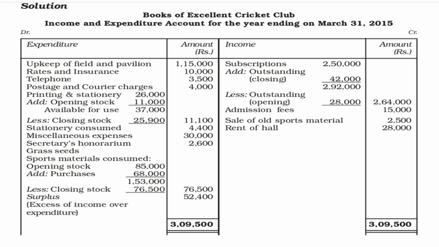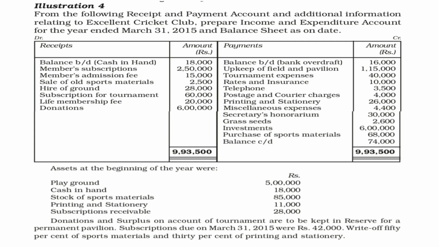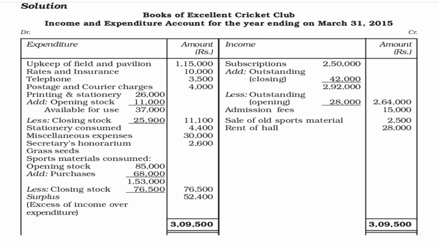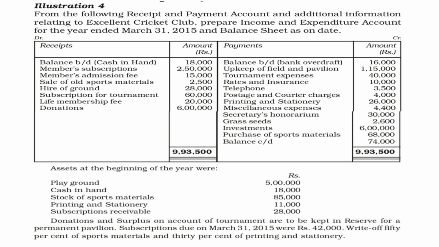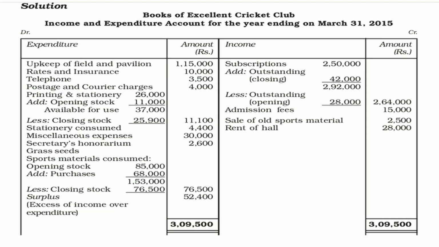So here in the inner column, the opening stock of printing and stationery, given under the head assets at the beginning of the year, rupees 11,000, is taken first. Now the printing and stationery purchased during the year, that is the payment made for the printing and stationery during the year, is there on the payment side of the receipts and payments account, that is rupees 26,000, is added.